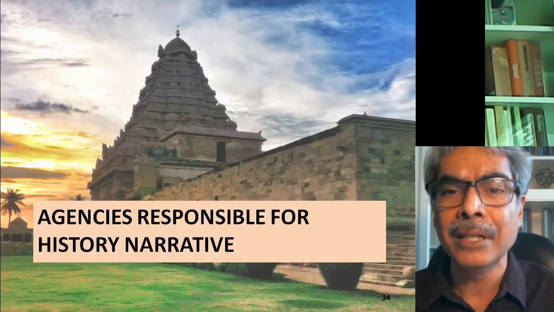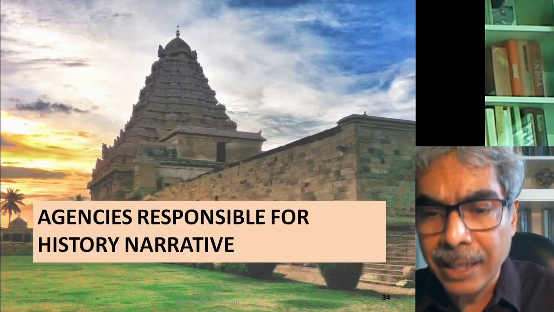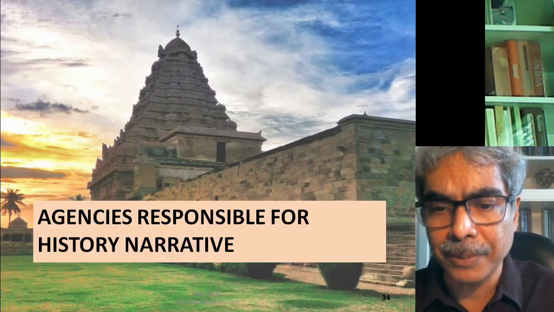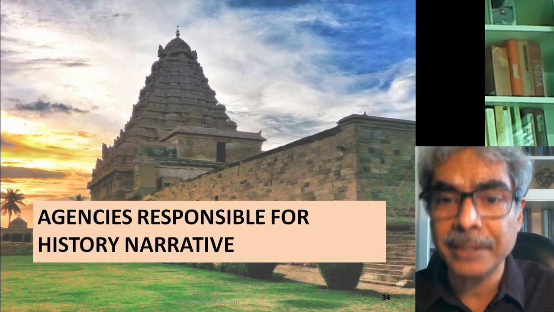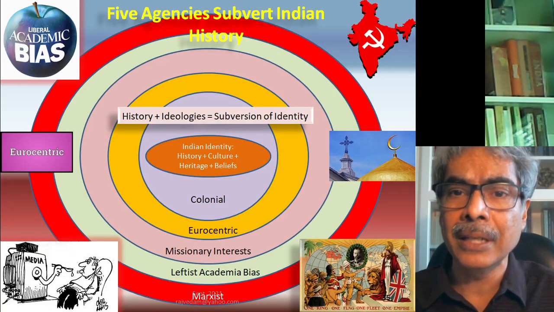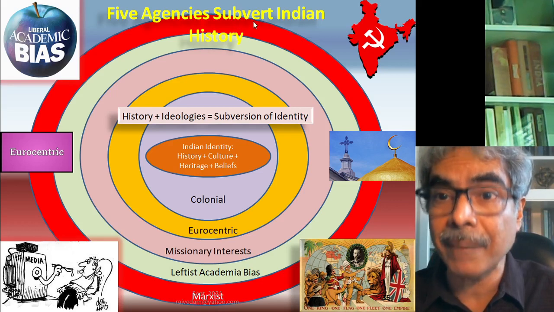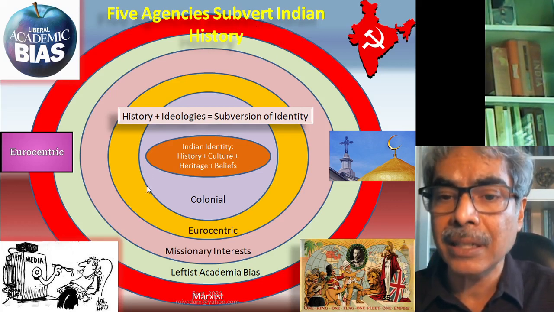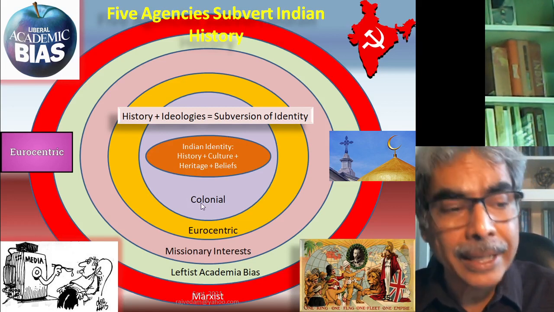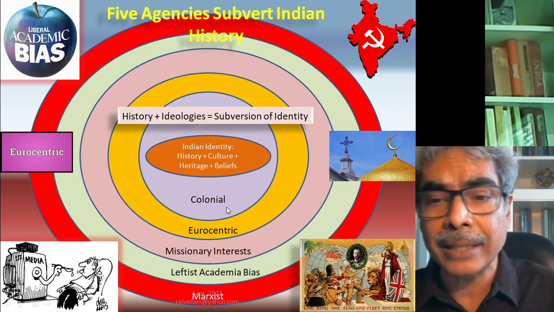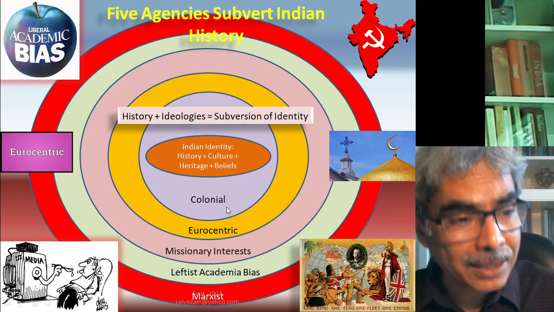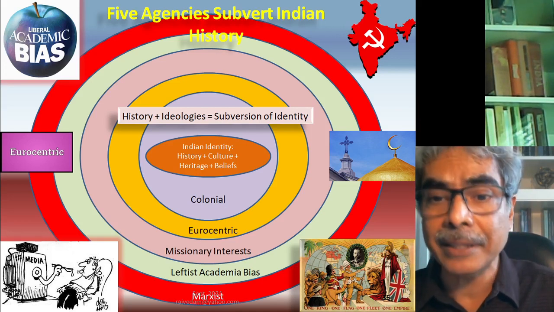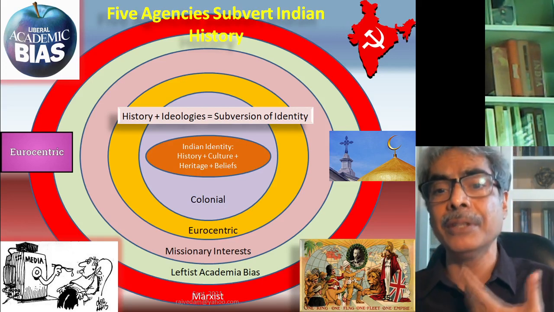It's a good one. So there are several agencies who are responsible for the narrative of Indian history, and I've called this out. There are 5 agencies that subvert, the correct word is subvert, Indian history. It starts with the colonialists. Look, Indians for the longest time had something called Puranas, Sthala Puranas, they had Itihasas. These were our notions of history.